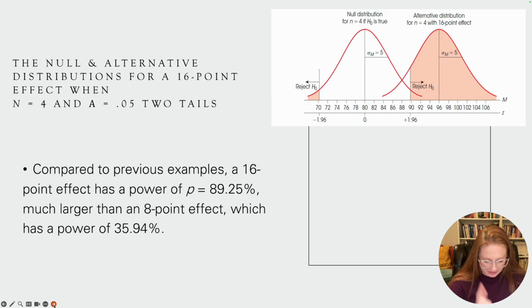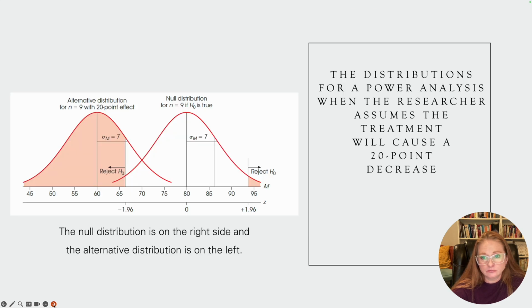Compared to the previous two examples, a 16-point effect has a power of 89%, so a little bit less, but it's much larger than an 8-point effect, which only has a power of 35%. But again, we're back down to 4 people. This is a 20-point decrease, and we only have 9 people. See what happened to the power?